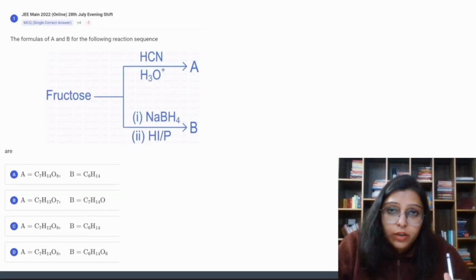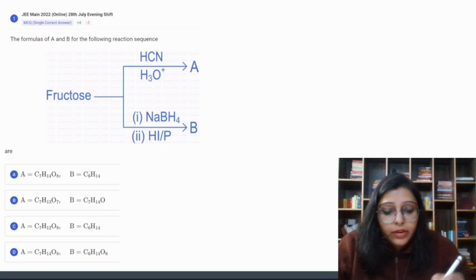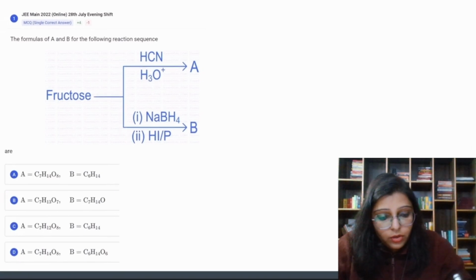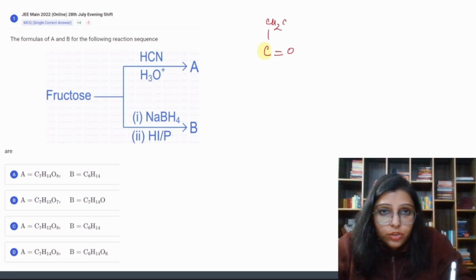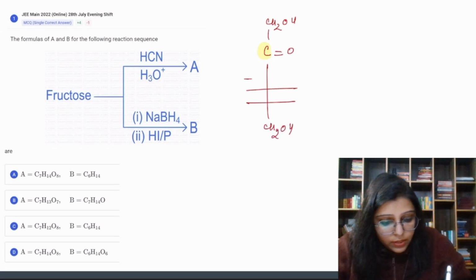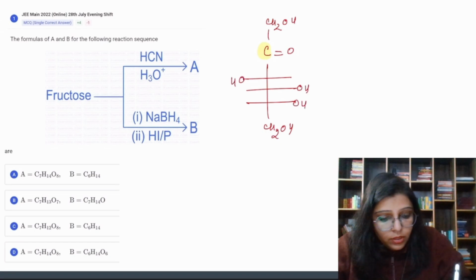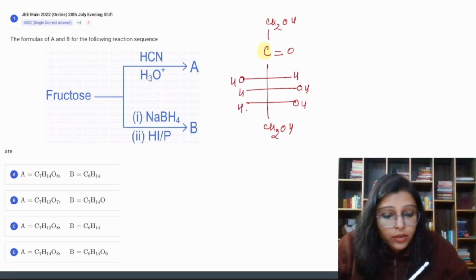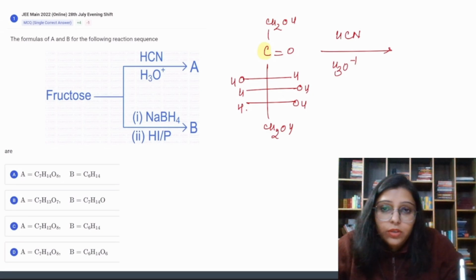Now let's do the next question. Here we have fructose. Fructose on reaction with HCN. So see fructose: C double bond O, and here we write CH2OH, then CH2OH, 3, 4, 5, 6. So OH, OH and OH, H, H, H. So this is fructose. Now what happens on reaction with HCN then H2O positive?